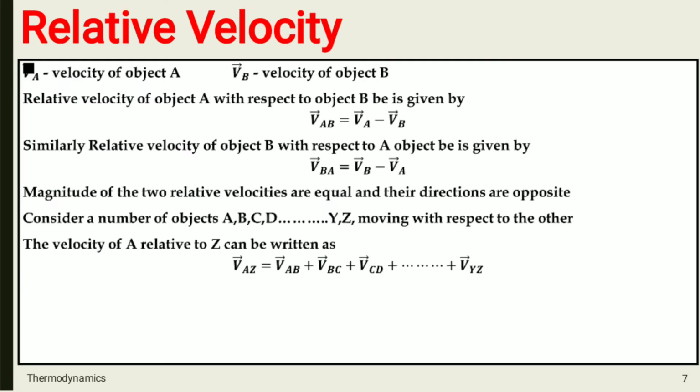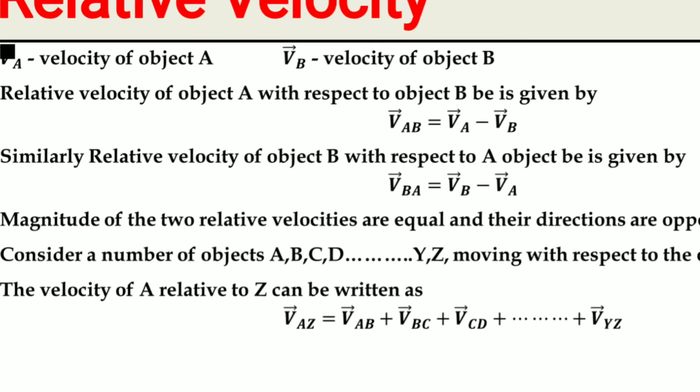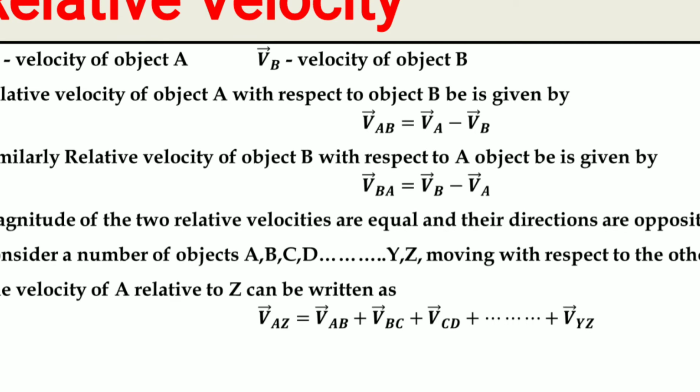So here Va is the velocity of object A and Vb is the velocity of object B. The relative velocity of object A with respect to object B is given by V bar AB is equal to V bar A minus V bar B. Similarly, the relative velocity of object B with respect to A is given by V bar BA is equal to V bar B minus V bar A.